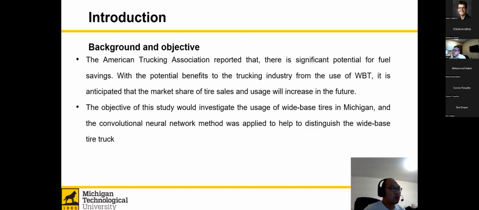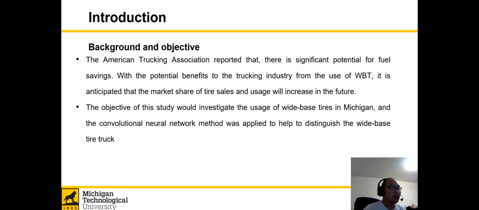Why is the wide-base tire a valuable topic? Because as the American Trucking Association reported, there is a significant potential for fuel savings, and these benefits will attract the truck industry to using the wide-base tire, and they also think the market will increase the usage in the future. So the objective of this study is to investigate the usage of the wide-base tire in Michigan, and the convolutional neural network method will be applied to help distinguish the wide-base tire truck.